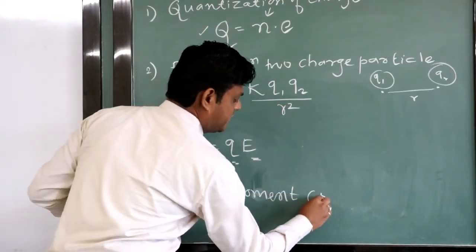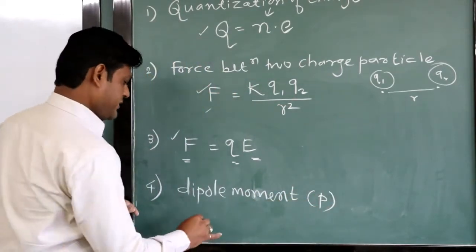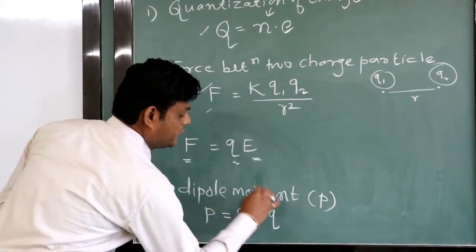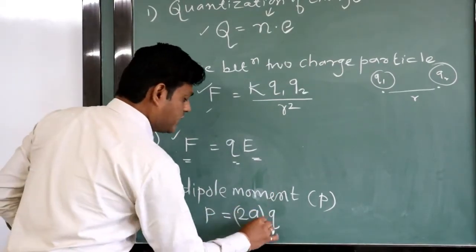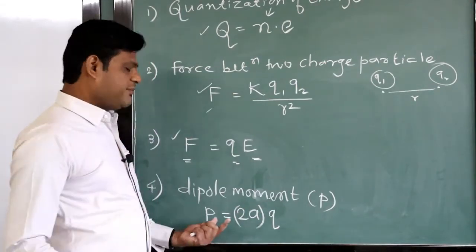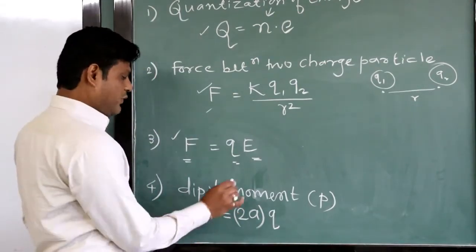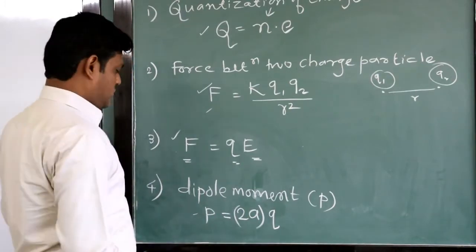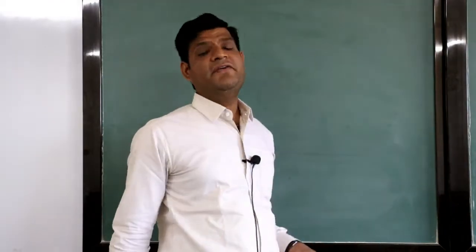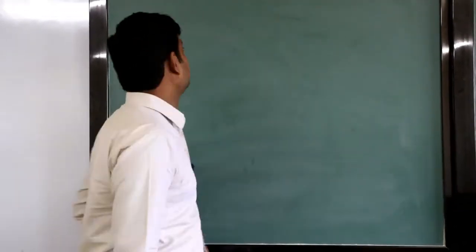Right? It is a vector quantity that we studied. So P equal to 2A into Q. What is 2A? 2A is the distance between the two charged particles. So with the help of this, you can calculate dipole moment, right? So the next formula that we are going to see is the electric field due to the dipole, right?